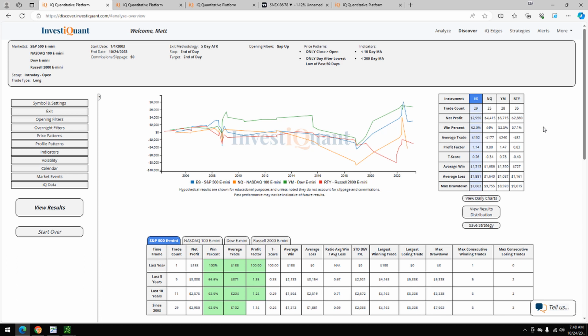If we take a look at the win rates on these, the S&P comes in at 62% of these closing above the opening print for the day. The NASDAQ is down at 44%. The Dow is 54%. The Russell is 57%.